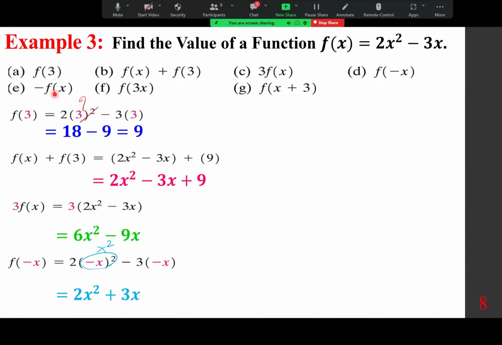The next one is minus f of x. To get minus f of x, put a negative in front of the expression and distribute, you get minus 2x squared plus 3x.